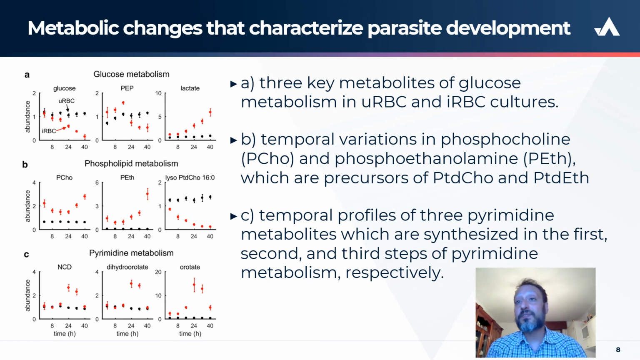In contrast, these metabolites were stable in the uninfected cultures because pyrimidine metabolites only exist in small concentrations in human erythrocytes. So taken together, the pattern of metabolic changes in the infected red blood cells shown in this figure reflects some processes necessary for parasite development during the IDC, so during the intraerythrocytic developmental cycle.